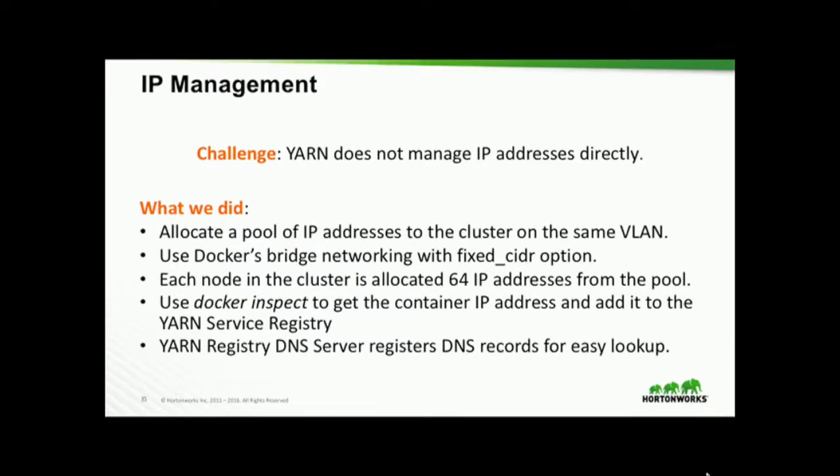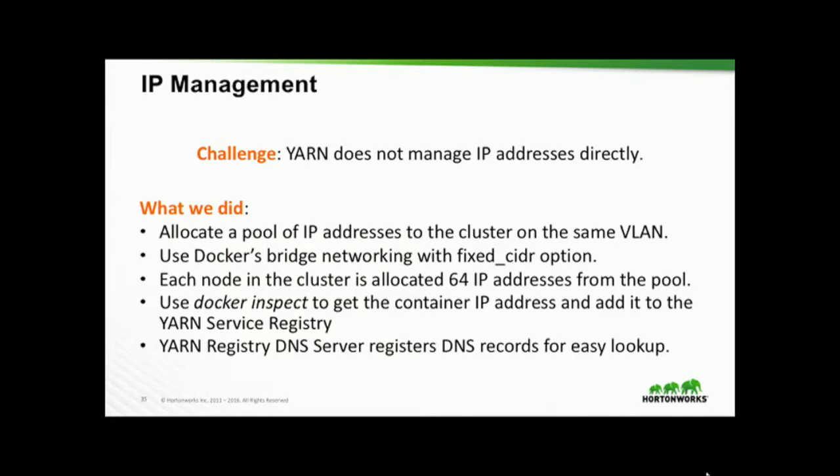So the way we've addressed this is we've allocated a pool of IP addresses for both our hosts and our containers in the same VLAN, in that same subnet. We then use Docker's bridge networking, a bridge interface connected to that network, and use an option called fixed-cidr. What that allows us to do is allocate 64 or whatever number of IPs you want per machine. So now when a Docker container starts, Docker gives it an IP from this range of IPs. In our case, we have 64 per machine.